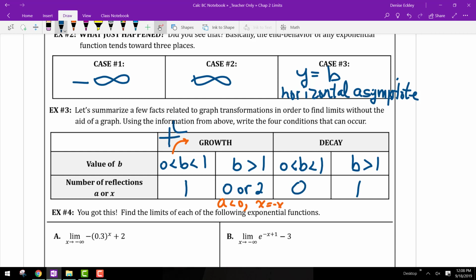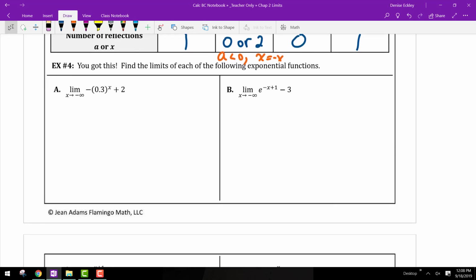Okay, so let's work this out without a calculator. For letter A, we want the end behavior in the negative x direction, so for very, very small x's, of negative 0.3^x plus 2. If you want to make a quick little sketch, you can. It might be helpful. Before I start, I see that my A is equal to negative 1, my B is 0.3, and my x is positive. So what I have here is one reflection.